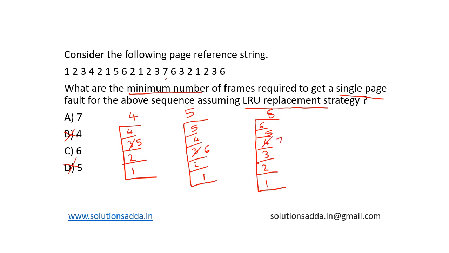So as of now, only one page fault has occurred. 6 is there, 3 is there, 2 is there, 1, 2, 3, 6. All the pages are there in the frames. So the minimum number of frames which causes a single page fault is C, option 6.